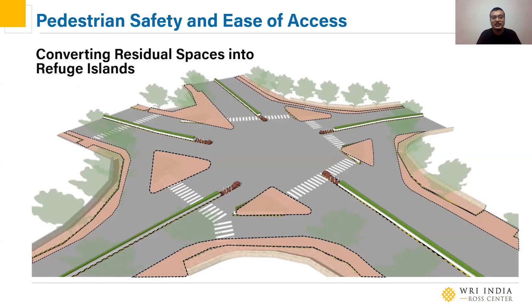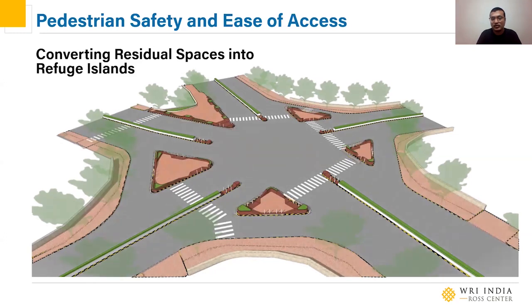Converting residual spaces into refuge islands. These residual spaces can now be converted into refuge islands easily. Given the signal timings, pedestrians cannot cross the entire street at one go, especially elderly and people with disabilities. Refuge islands make pedestrians feel secure from the vehicles, and it also makes them protected. This helps them to calmly wait for their turn to cross the junction.